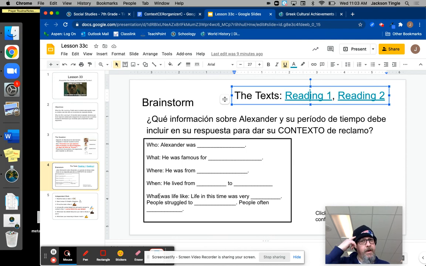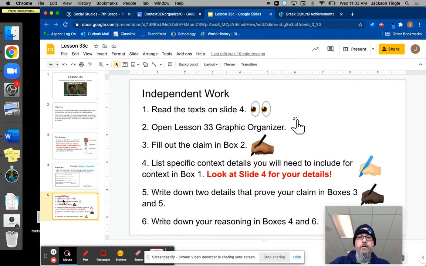This part, you might have to be a little creative. What do you think life was like back then? Life in his time was... people struggled, people often... That is going to give you the context you need to be able to make your claim make sense. Here are your directions.